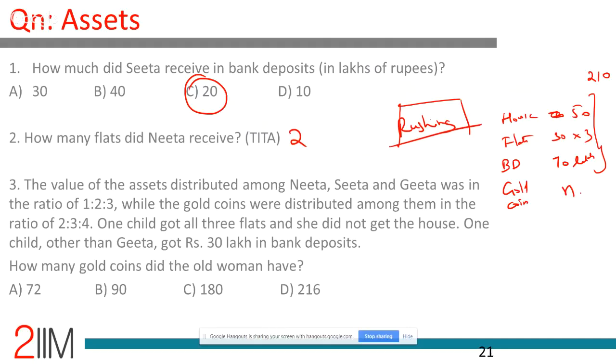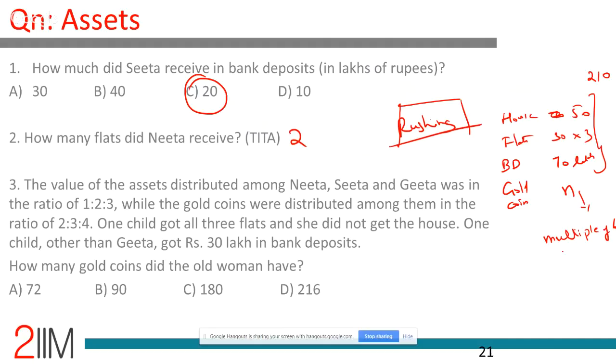Let's break this. The total assets were broken in the ratio 1:2:3. Remember, 1 plus 2 plus 3 is 6. So the total asset would have had to be a multiple of 6. You can't break this down because you're getting a flat and house and gold coins. The total asset distributed goes in steps of at least 1 gold coin, so the total asset has to be a multiple of 6. And so 210 is a multiple of 6, and this number n should also be a multiple of 6.